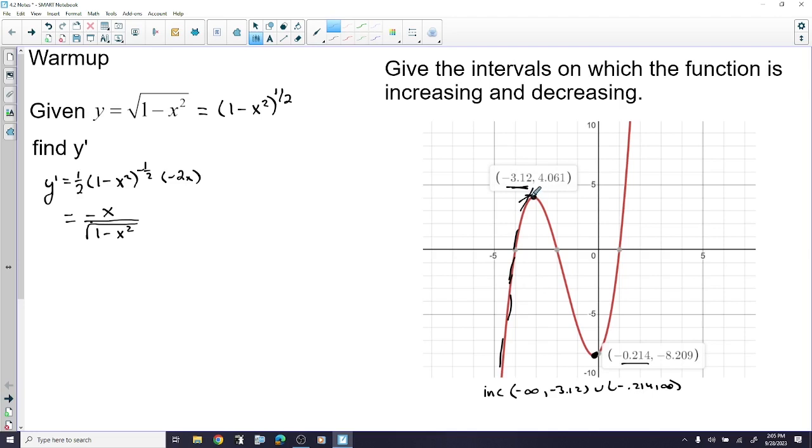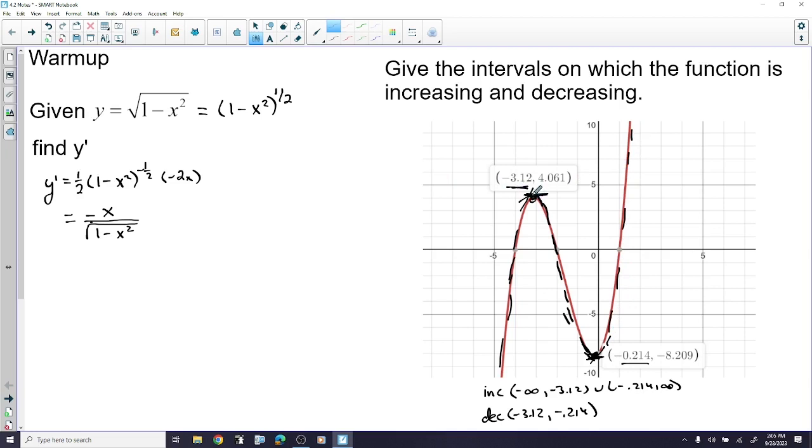And then the slopes of the curve become 0 right here at this local maximum. Then they become negative. The slopes of the curve are negative where the function is decreasing. So decreasing from negative 3.12 to negative 0.214. And then the slopes end up going to 0 at this local minimum. And then because this graph is increasing, the slopes then become positive.